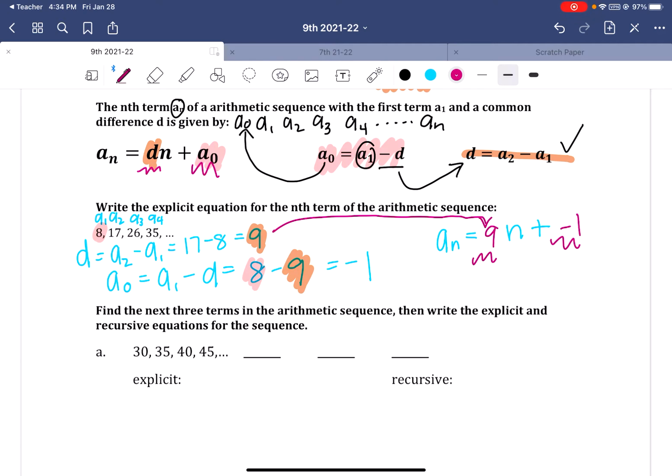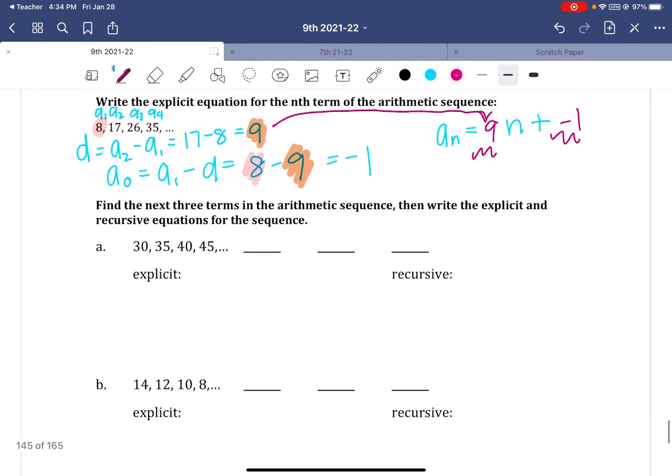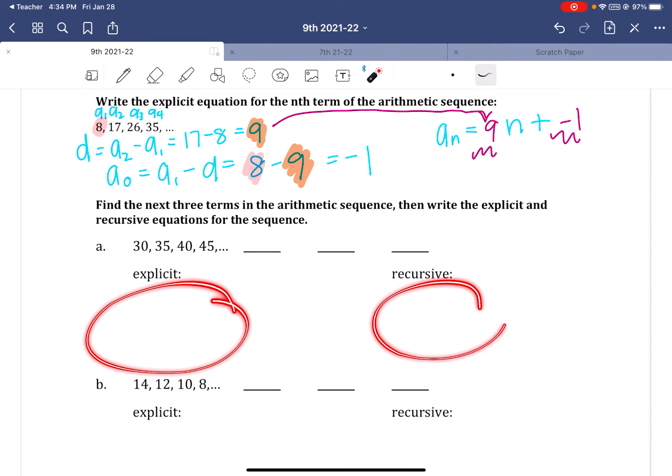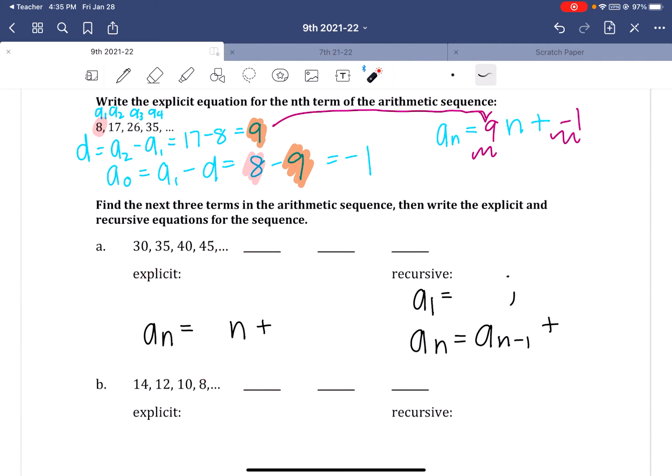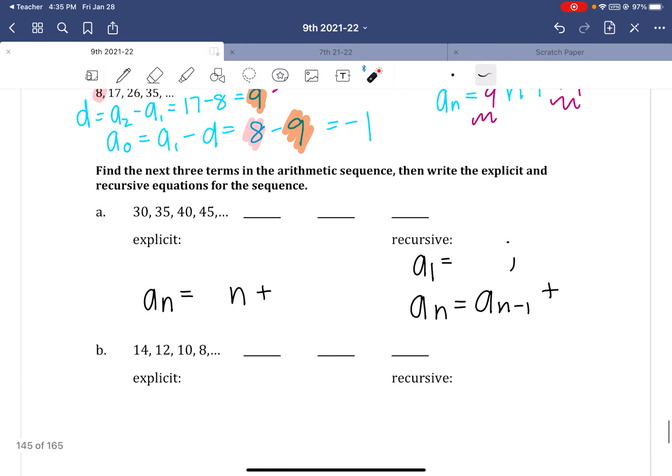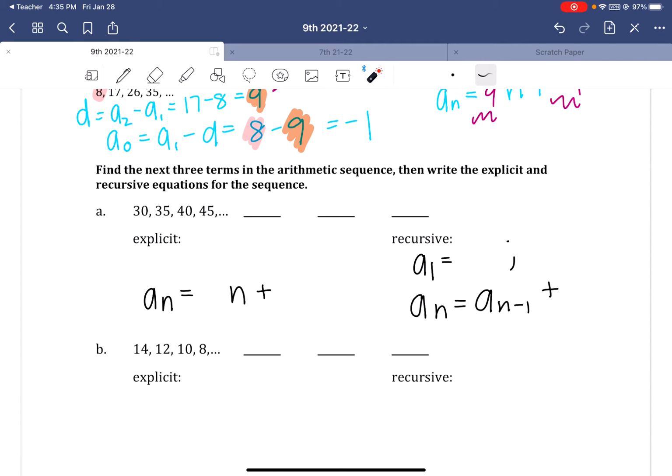Alrighty. Let's check out number 1. It wants us to fill out the terms, and it wants us to write the recursive and explicit. Remember, I'm going to write what we need to fill in. What we know for the explicit is AN equals N plus, and what we already know for the recursive is A1 equals, comma, AN equals AN minus 1 plus. Those are the two things we already know, so you could write those throughout the rest of this if you wanted to. But I'm just going to get started.